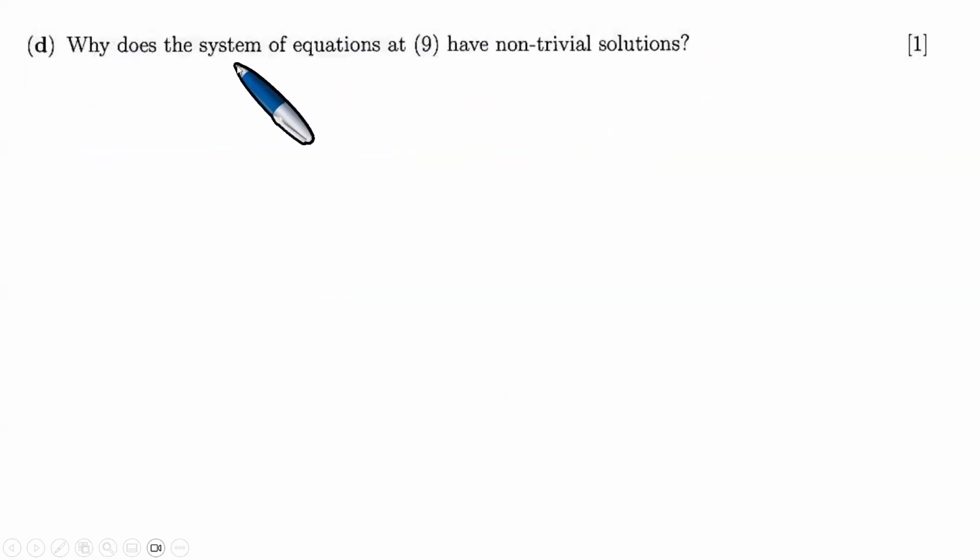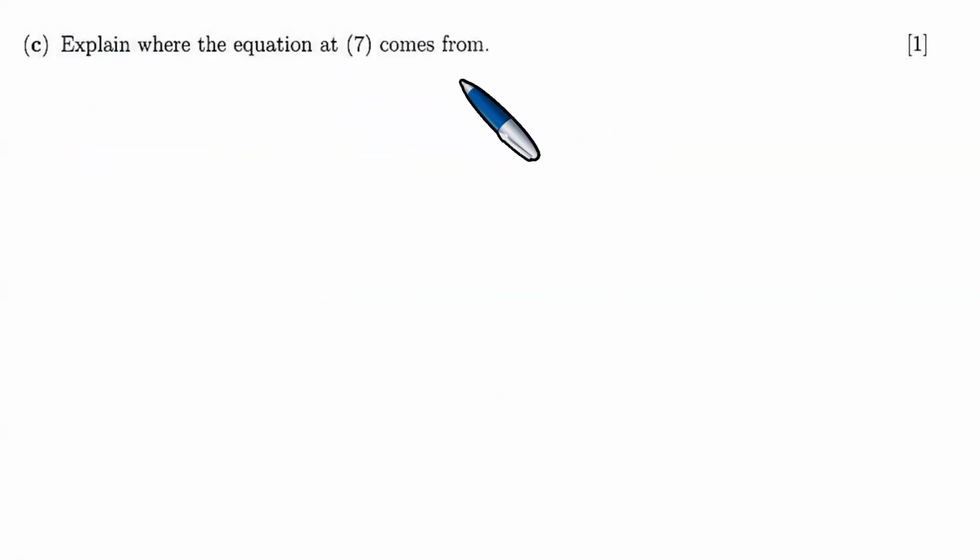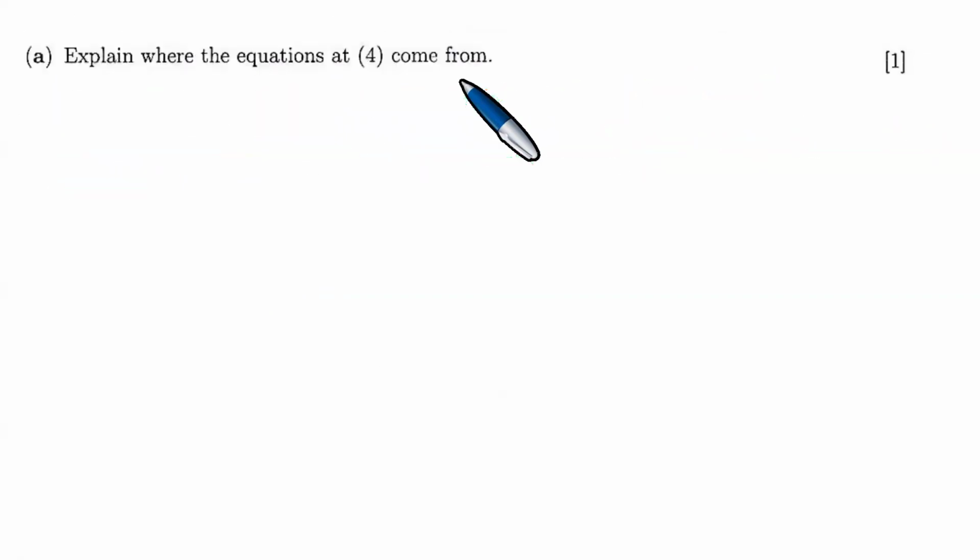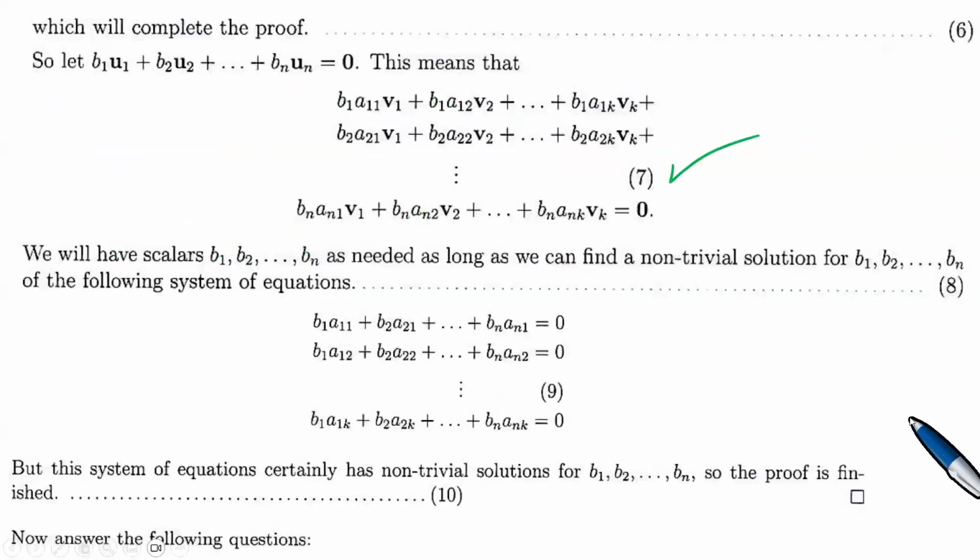Right, why does the system of equations at 9 have non-trivial solutions? Okay, let's check that one. Where is 9? Right, so 9 is this one. We're saying this system of equations clearly has non-trivial solutions for B1, B2 up to Bn. So the proof is finished. So we're saying, why does it have non-trivial solutions?